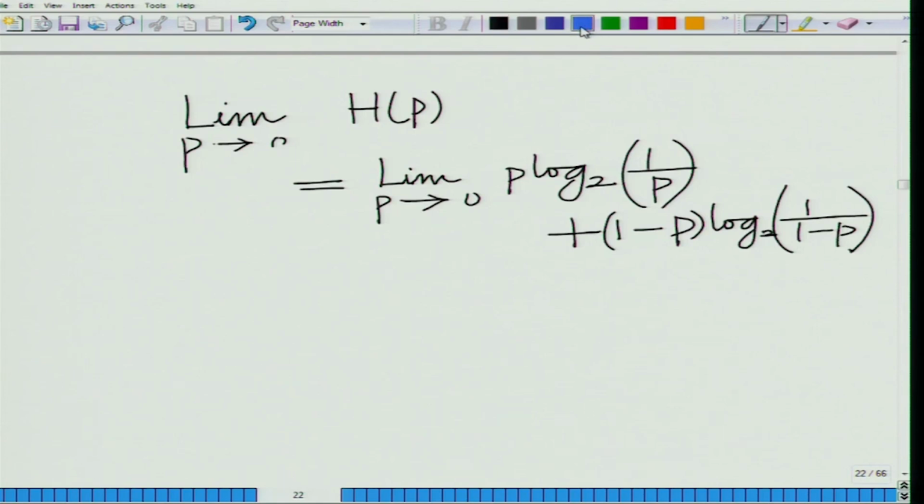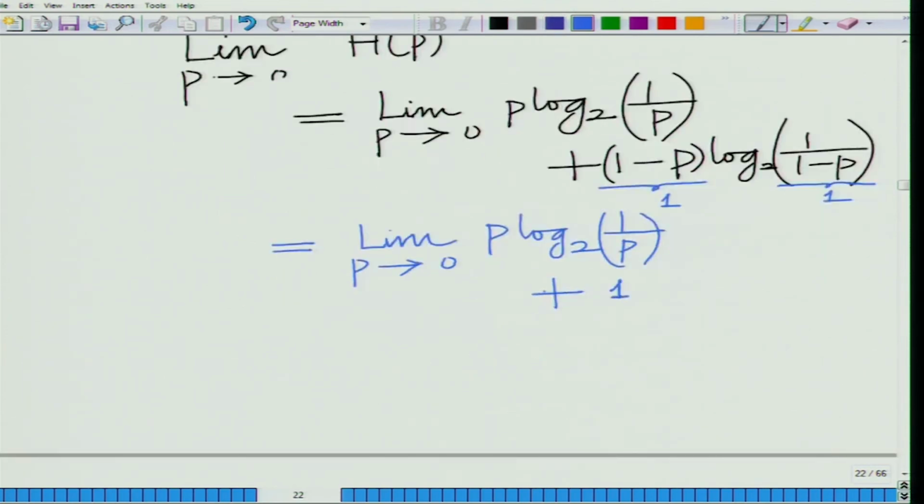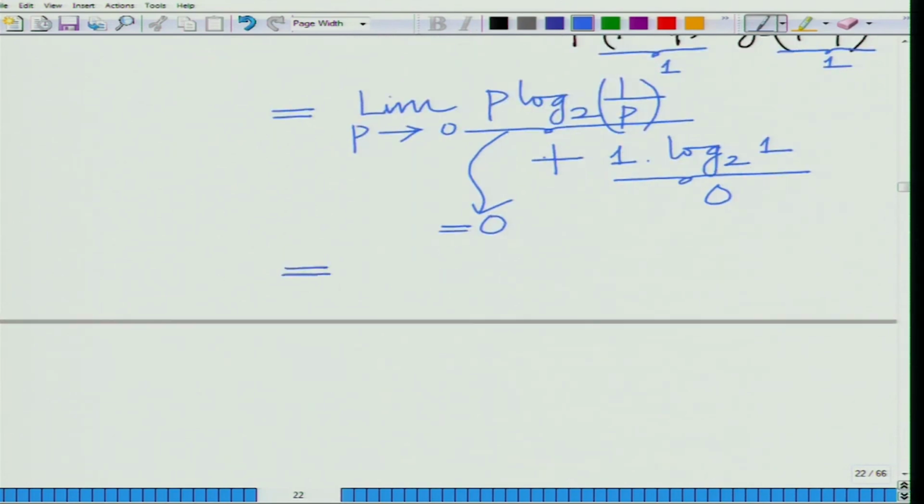Now as p tends to 0, 1 minus p becomes 1, and 1 over 1 minus p becomes 1. So this is equal to the limit as p tends to 0 of p log to the base 2 of 1 over p, plus, I can substitute 1, so 1 times log to the base 2 of 1, this quantity is 0. We have previously derived that the limit as p tends to 0 of p log to the base 2 of 1 over p is equal to 0. So overall this quantity is equal to 0.